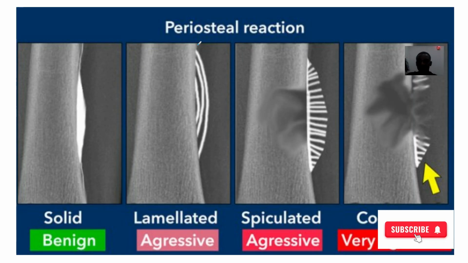So these are the different types of periosteal reactions, and we have the solid type, we have the lamellated type, we have the spiculated type, we have the Codman's type. And you can see that the Codman's is actually the most aggressive one. So please, you can pause this picture and try to look at how this image is looking, and make sense out of it.